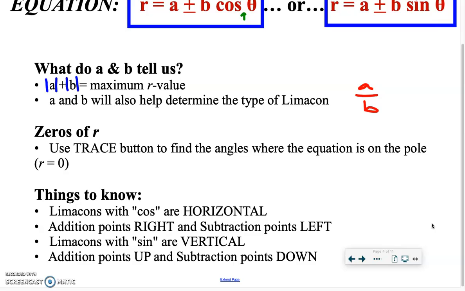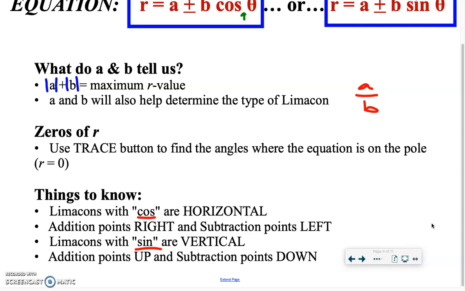A couple of other things to know: limacons that are cosine are considered horizontal, meaning they're going to point to the right or to the left. Limacons with a sine function are going to be vertical, meaning they're going to point up or down. Now, a cosine addition is going to point to the right. Cosine subtraction is going to point to the left. Sine addition is going to point up. Sine subtraction is going to point down.